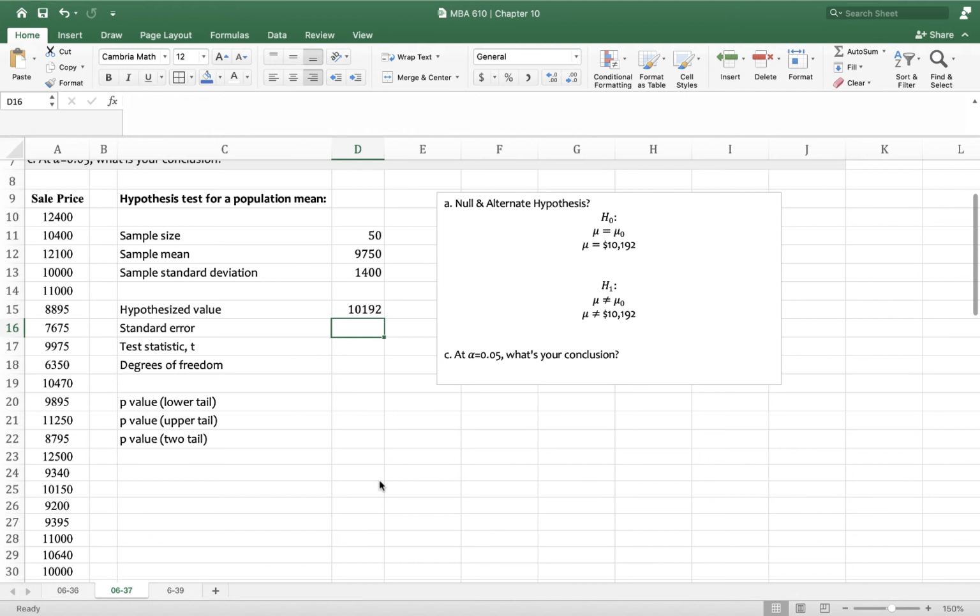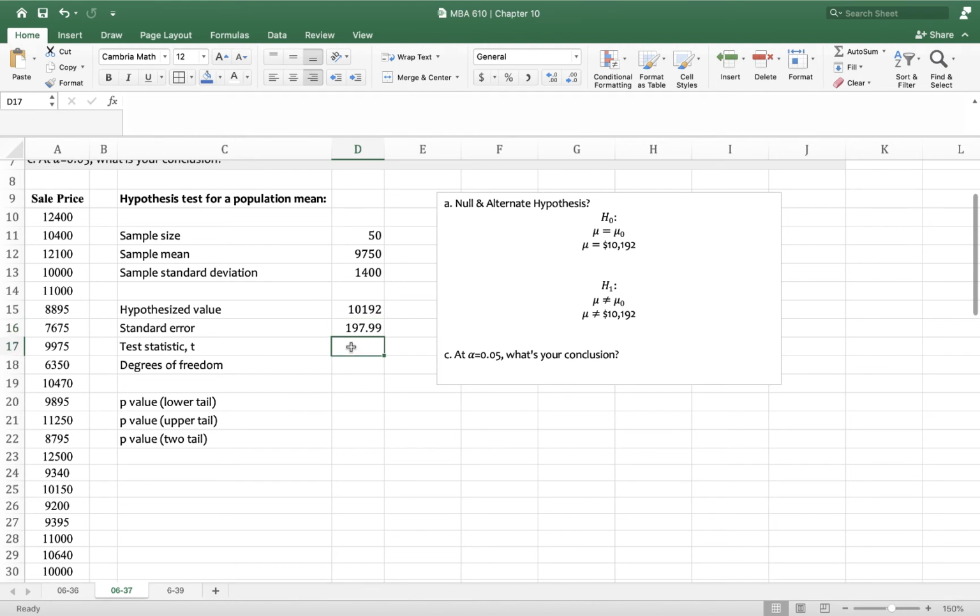And the standard error is equal to the sample standard deviation divided by the square root of the sample size. So our standard error is 197.99.